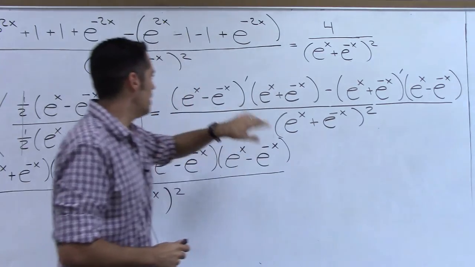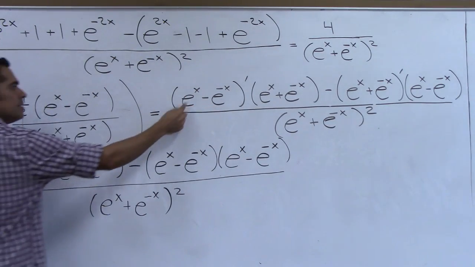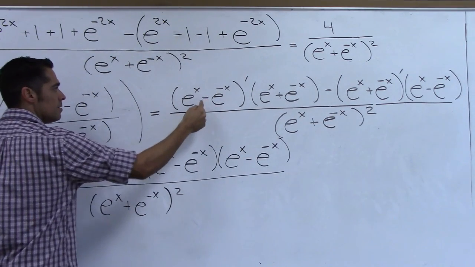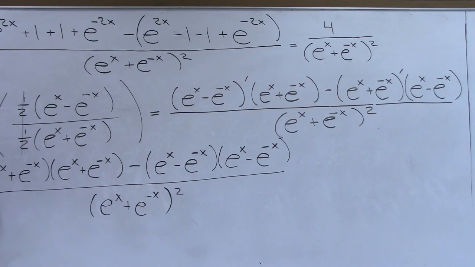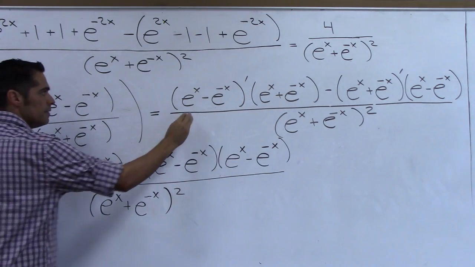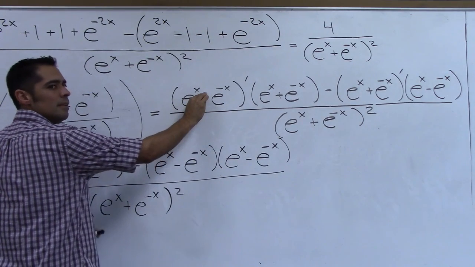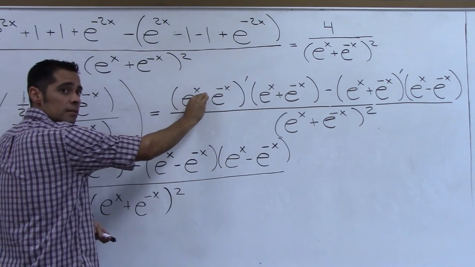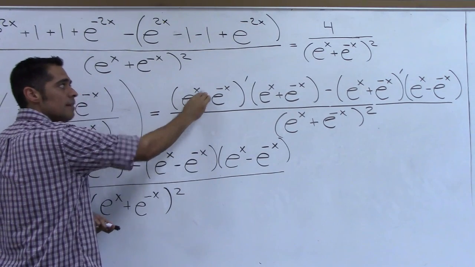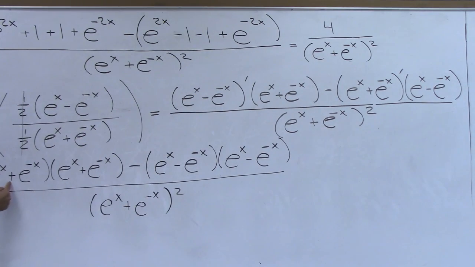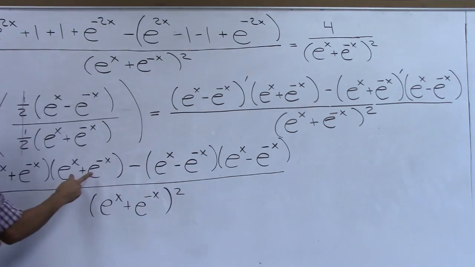That's my next line. I take the derivative of e to the x minus e to the negative x. So the derivative of e to the x is itself. The derivative of e to the negative x is e to the negative x times -1, chain rule. So the negative is going to pop out and hit that and make that a plus, so we're going to have this. Then the second factor is the same.